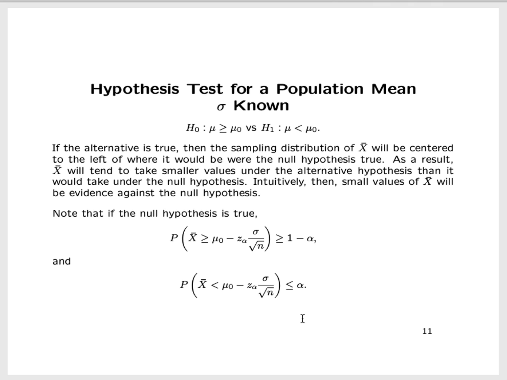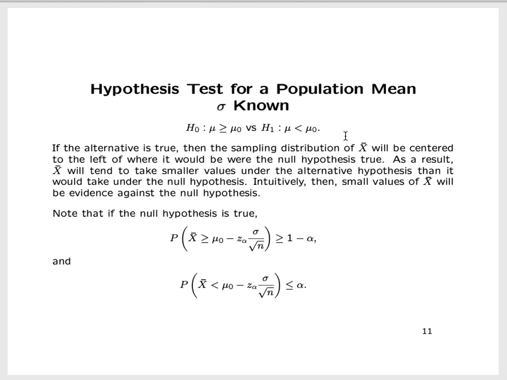And so if the alternative is true, in other words, if the true value of the population mean is less than the hypothesized value, then the sampling distribution of x bar will be centered to the left of where it would be were the null hypothesis true, right? If the null hypothesis is true, remember that the sampling distribution of x bar is going to be centered right at mu, wherever mu happens to be. And so if mu is greater than or equal to mu sub 0, then the sampling distribution of x bar will be centered either at mu sub 0 or to the right of that point.